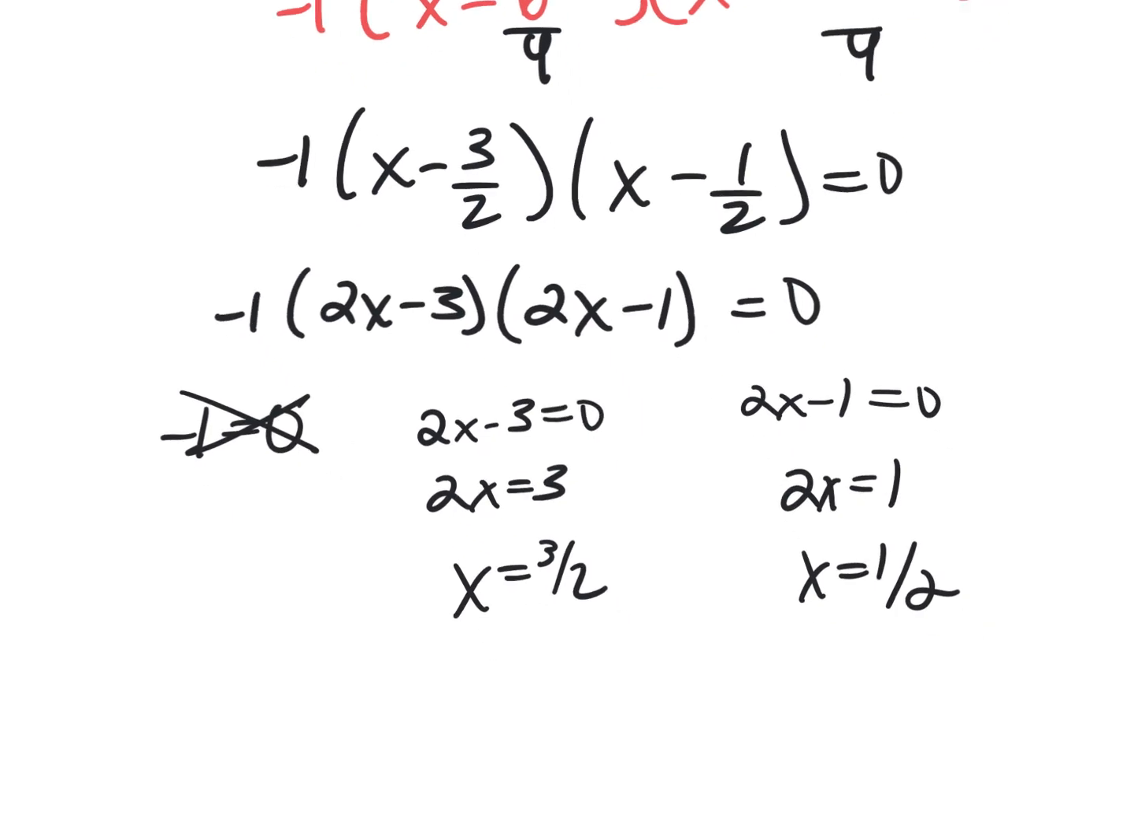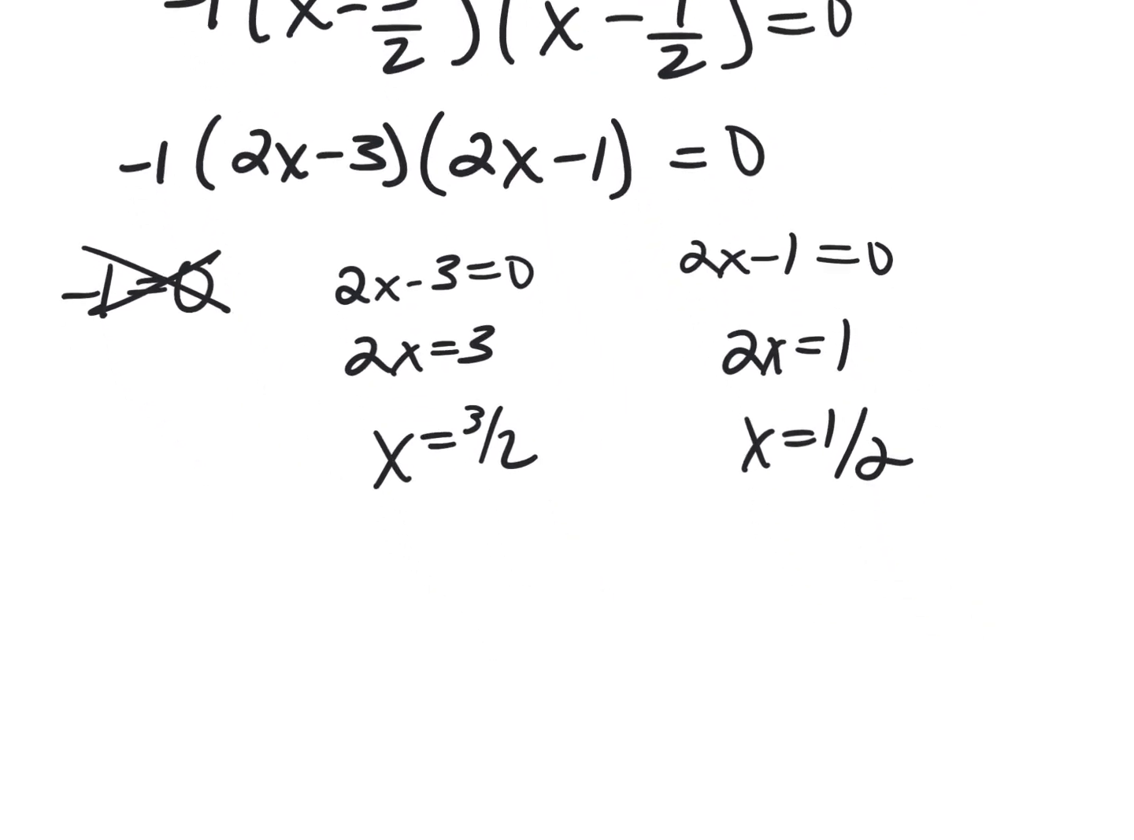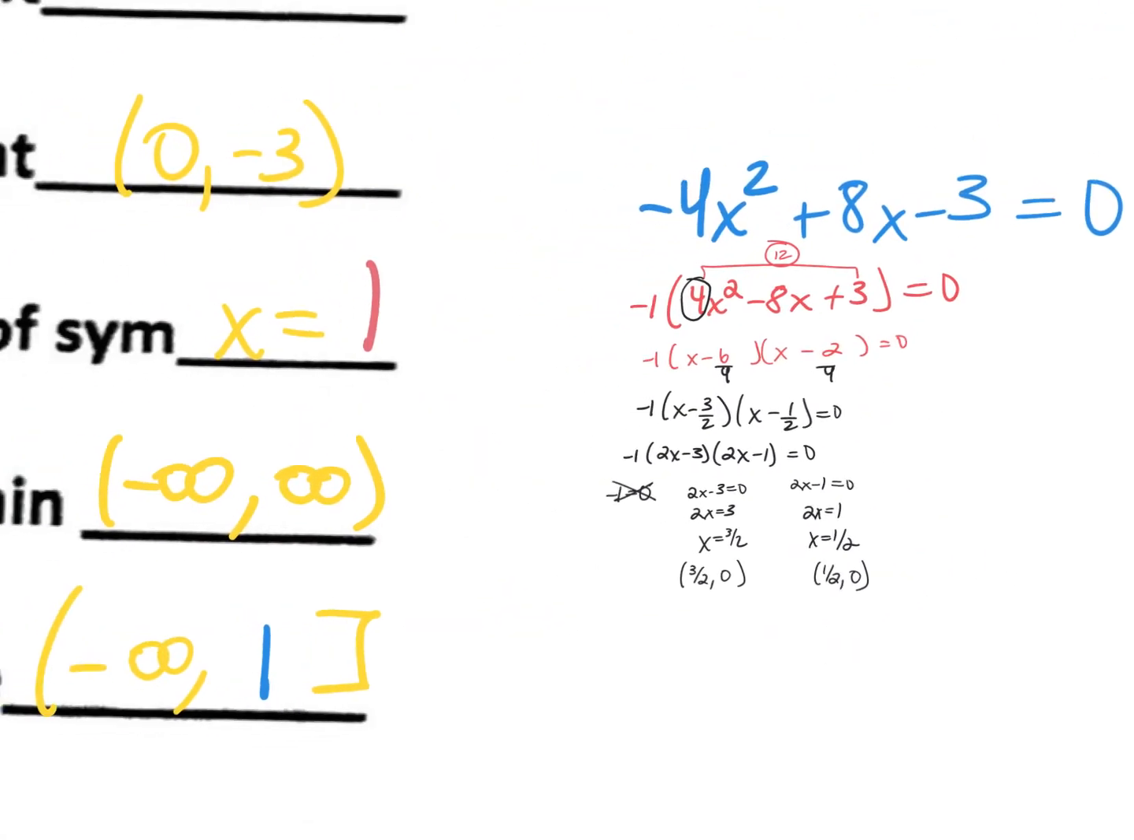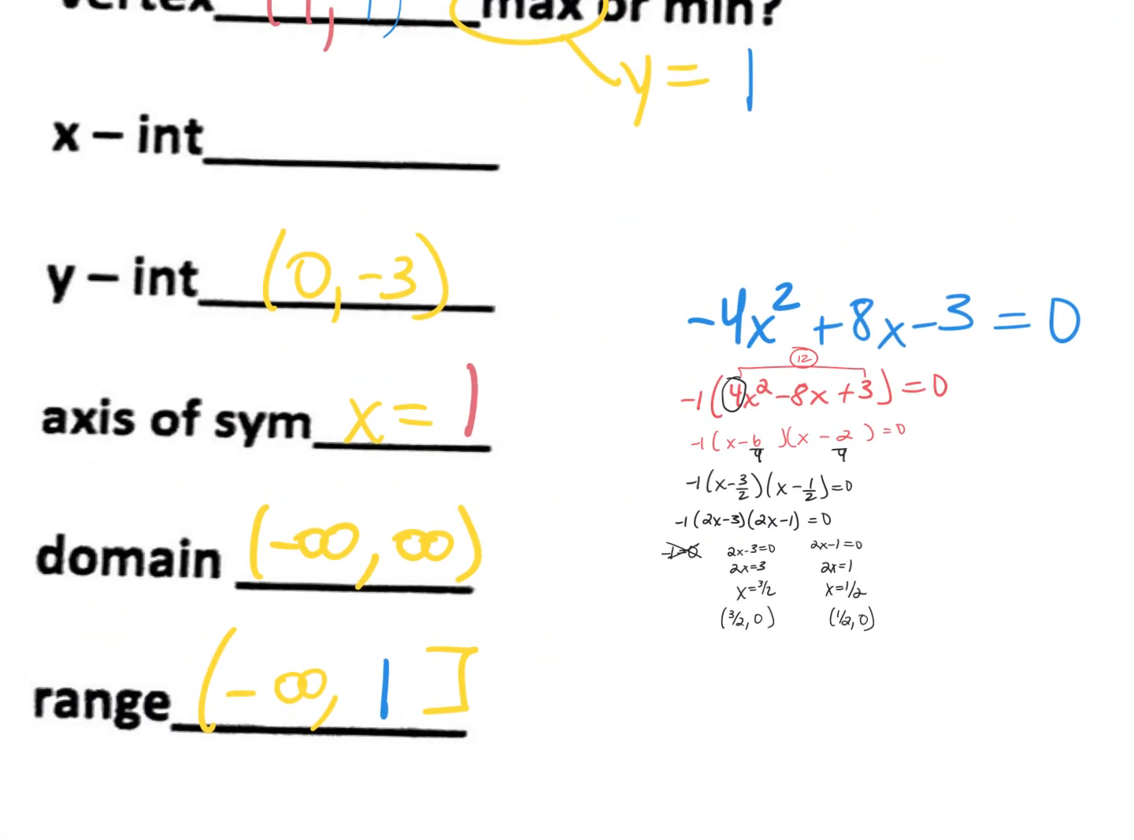Now, guys, we found the x-intercepts, correct? Yes. So do I leave it as just x equals? No. What are the intercepts here? 3/2, comma, 0, and 1/2, comma, 0. When you write your x and y intercepts, you absolutely have to write them as ordered pairs. Make sure you guys do that.